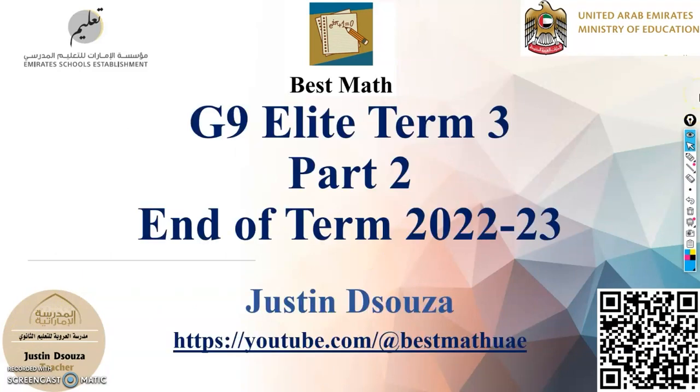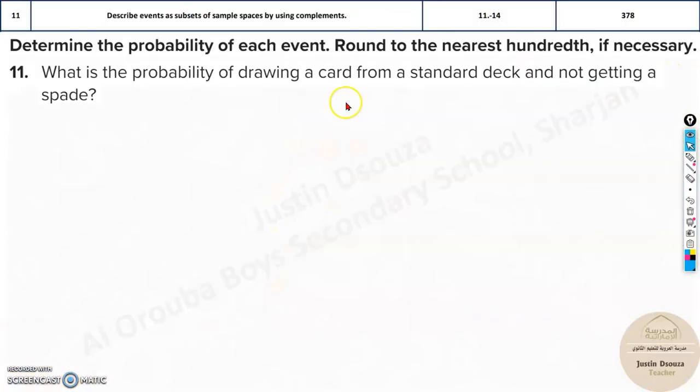Welcome back to part two of the Grade 9 Elite Term 3 explanation videos. Now we will move to topic number 11 to topic number 20. These are also MCQs. They are option based, so it will be on the computer. Now the first topic is on probability. Let's look into the problems directly.